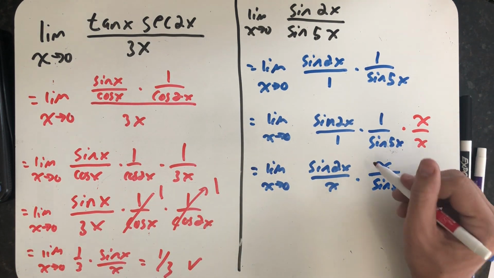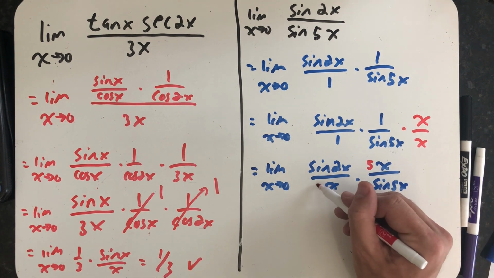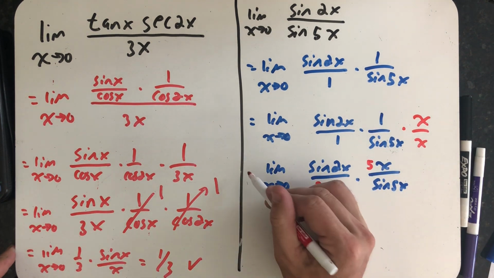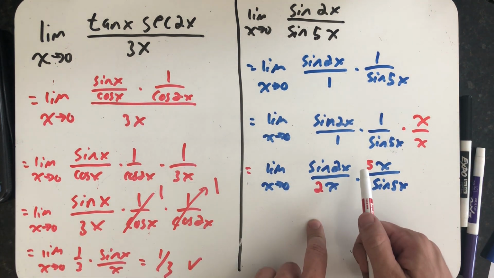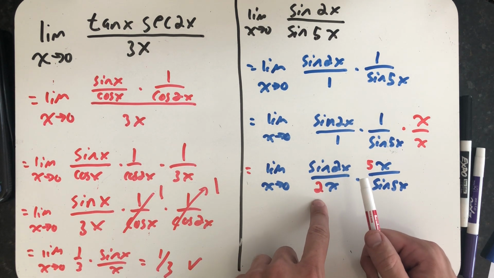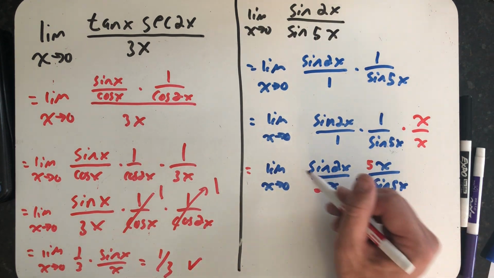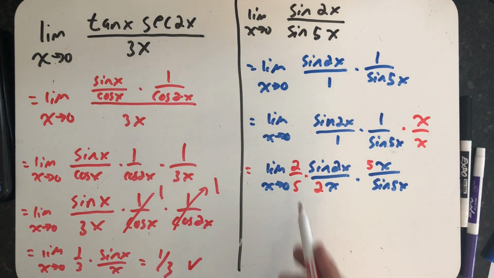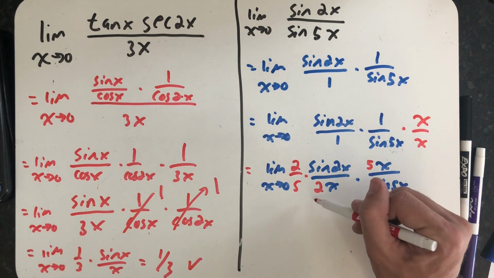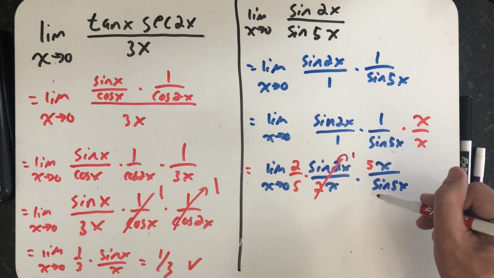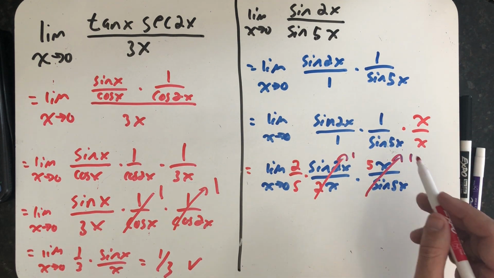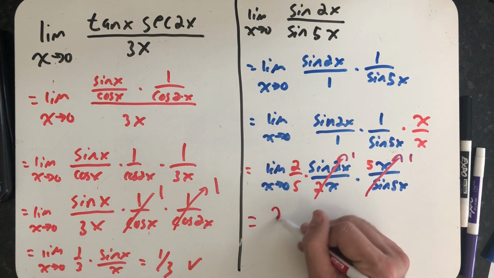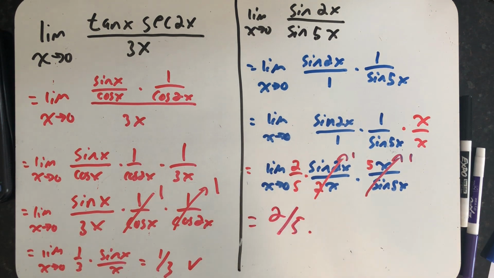But I need this one to be a 5x. I need this one to be a 2x. Well, I've definitely changed my fraction now. I multiplied the top by 5 and multiplied the bottom by 2. So I'm going to imagine a 2 on the top to cancel with that and a 5 on the bottom. And I could imagine writing that out front because of the constant multiple rule. But now as x goes to 0, this goes to 1, this goes to 1. 1 times 1 times 2/5 is 2/5. All right, that's it for now.